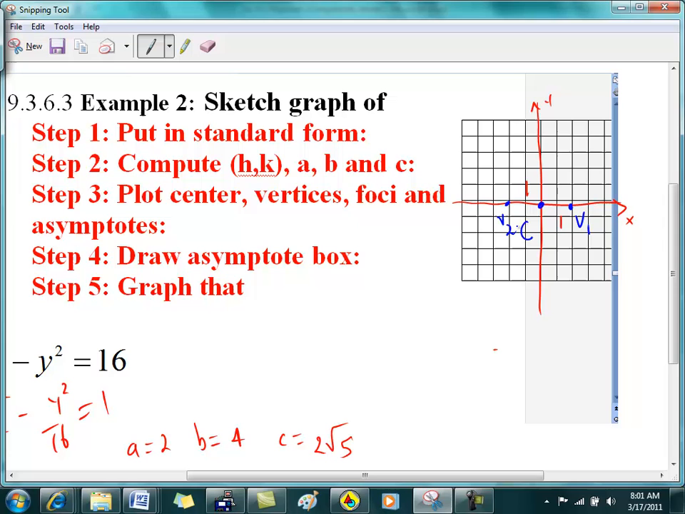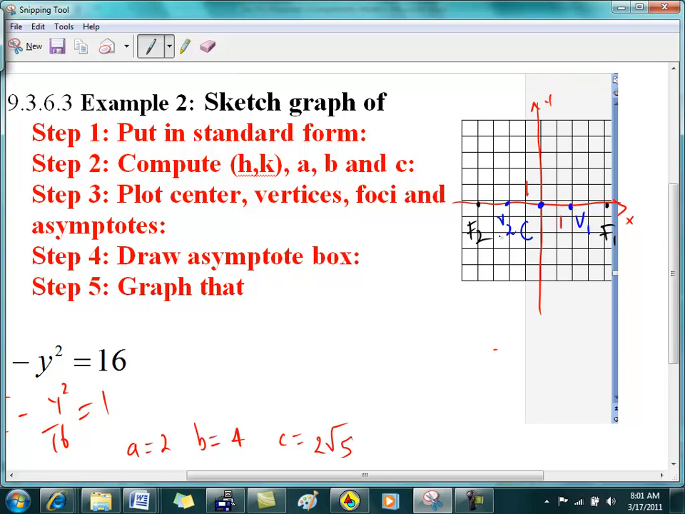And then your foci are going to be 2 root 5 units away, right? So your foci are going to be closer to the center than the vertexes. So 2 root 5. No, wait a minute. Did I smoke on this one? No, it's going to be further away from the center, right? 2 root 5. Root 5 is about 2 point something, so it should be 4 units or so. So here's your focus 1, and here's your focus 2.